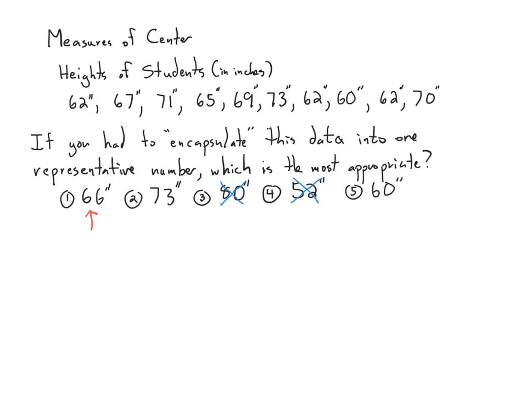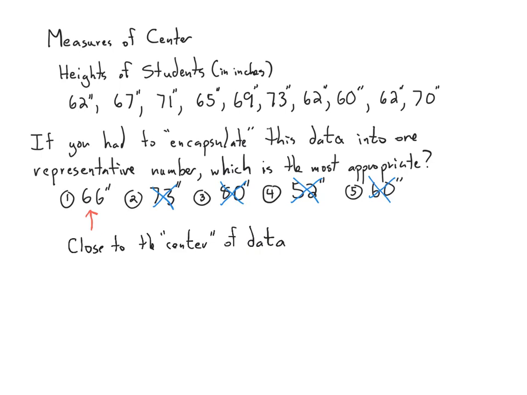73 inches and 60 inches, while they do appear in the data set, are at the extremes. So we feel like they don't represent the data as well as something like 66 does, and we don't want to pick those either. The reason we gravitate towards picking 66 as a fairly good representative of this data is it's in the middle. It's in the center. So close to the center, and I'll put that in quotes, of the data. And we have to really think about what we mean by center.